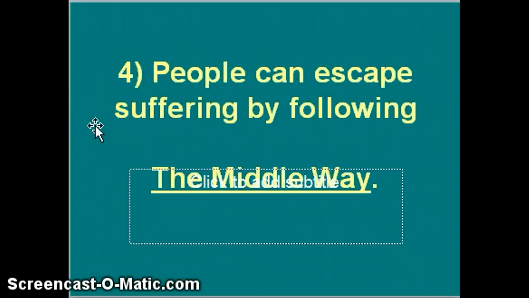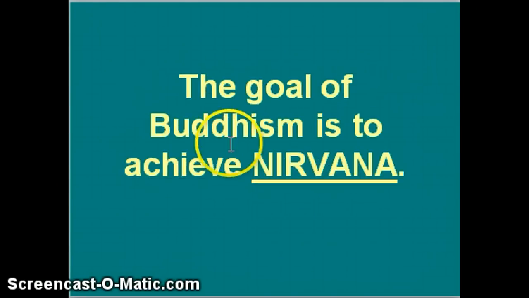Their fourth belief is that people can escape suffering by following something called the middle way. That is how they try to work toward this state of nirvana. And as we said, the goal of Buddhism is to achieve nirvana.